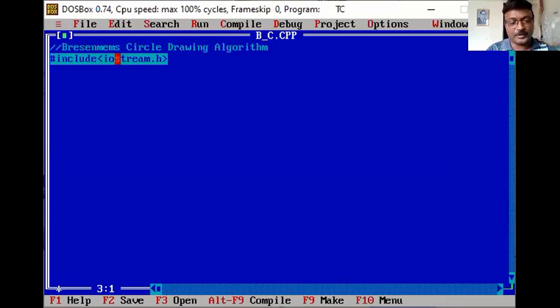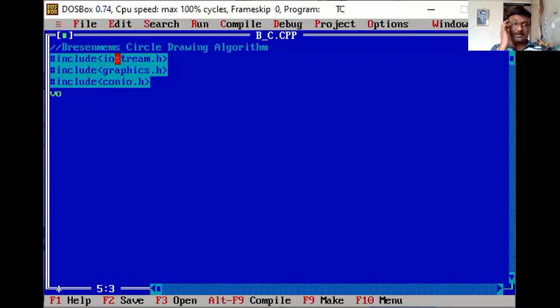Then the next file is, hash include graphics.h. Second, you have to include conio.h. Now I consider these 3 files common: conio.h for reading any character, graphics.h, and iostream.h. Now I have to use the display function, so for this I have to write void. Display is the name of my function.